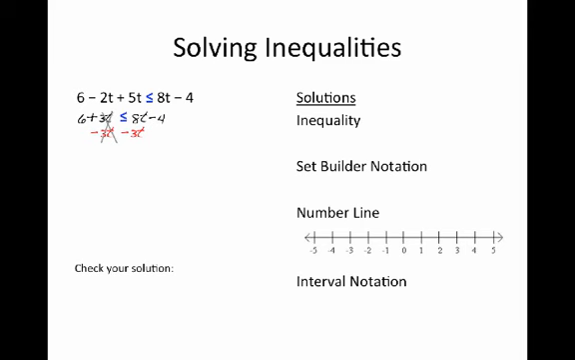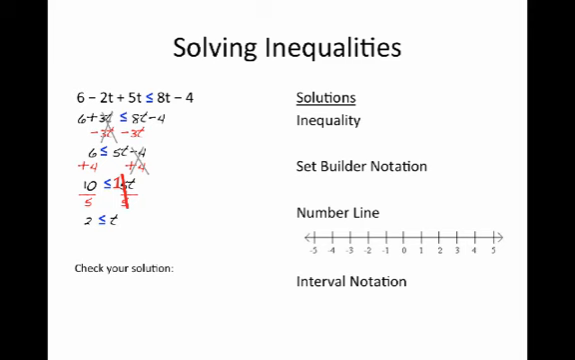3t minus 3t is 0. 8t minus 3t is 5t. So I've got 6 is less than or equal to 5t minus 4. Now I want to get the variable term by itself, so I'm going to add 4 to both sides of the equation. Negative 4 plus 4 is 0. Left-hand side of the equation, 6 plus 4 is 10, is less than 5t. Now I want to get the t by itself, so I'm going to divide both sides of the equation by 5. 5 over 5 is 1. 10 over 5 is 2, so 2 is less than or equal to t.